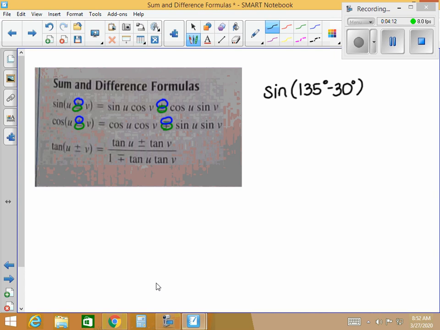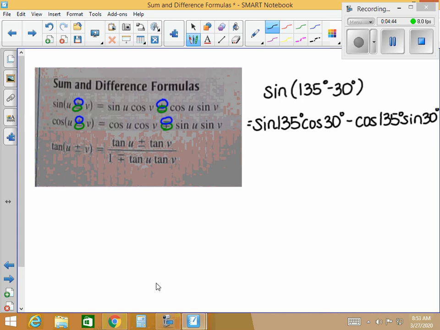If we use the top formula for the sines, it's the u minus v, so it's the green symbols there. That says we could expand this and rewrite it by saying we have sine of 135 degrees times cosine of 30 degrees, sine u cosine v, then I'm going to subtract cosine of 135 degrees times sine of 30 degrees. Sine u cosine v minus cosine u sine v.